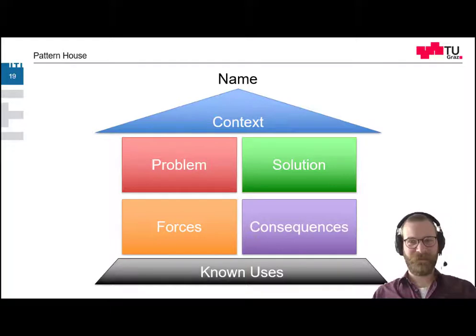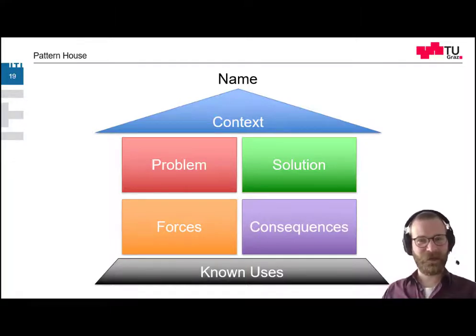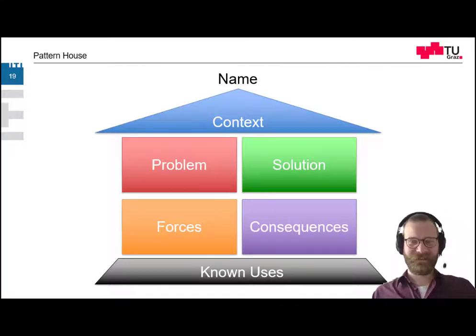Okay, to remember this in an easy way, I came up with the pattern house. So you can see the name of the pattern, you have to call the house somehow. So there should be a catchy name. The context is the roof, which is above all other stuff. And there are the problem and forces, which belong together, and the solution and the consequences, which belong together. And this all stands on top of the known uses, because they really define that this is actually a pattern, a proven solution in many, many use cases.